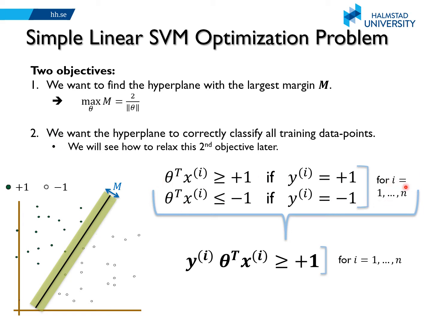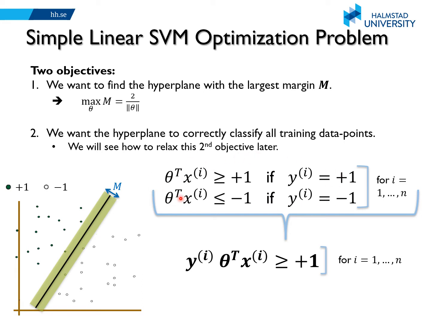So for each data point xi in our training dataset, if this data point belongs to the positive class, then we want theta transpose xi to be larger than or equal to +1. So we want it to be correctly classified, right? And if the label of this training data point is -1, it belongs to the negative class, then we want theta transpose xi to be less than or equal to -1. So we want it to be correctly classified.